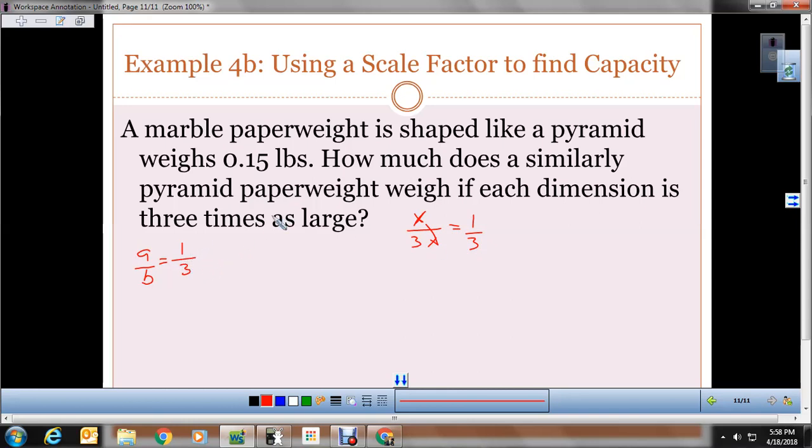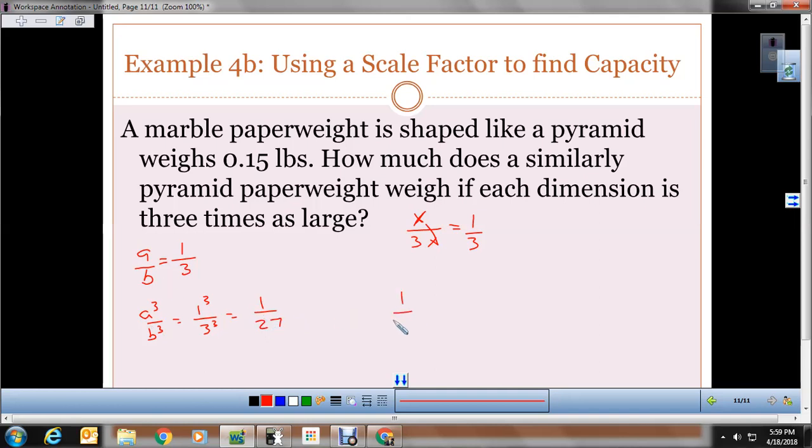So how much does the similar pyramid paperweight weigh? So let's take a look here. It says that the smaller one's going to be 0.15. Let's see how much the larger one is. So we're going to use our ratio of our volume, which means we need to find A cubed over B cubed. So we take 1 cubed over 3 cubed, and that's going to be 1 over 27. So this is our scale factor, and this is our ratio of our volume.